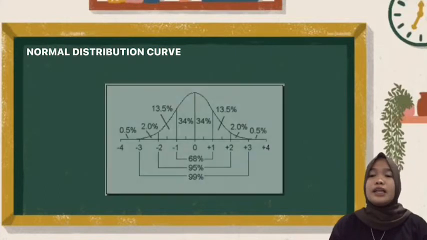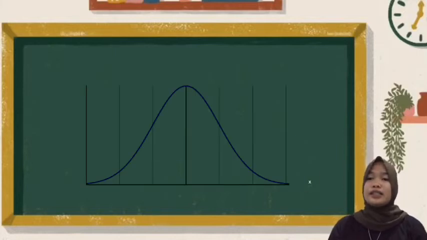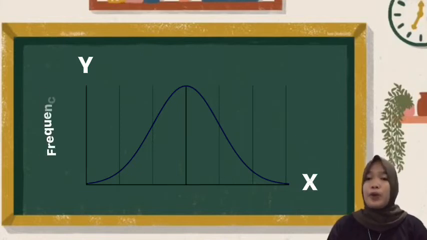Now, I will give an example so that we can understand this normal distribution. So, I can show to you how we can distribute the scores. Here, you are familiar with the X and Y axis. When it comes to the scores of the students, the Y axis represents the frequency.